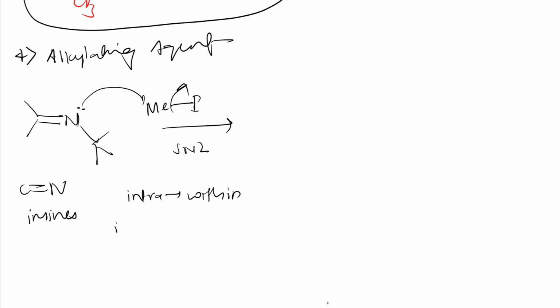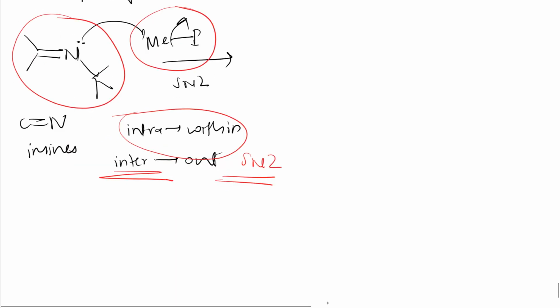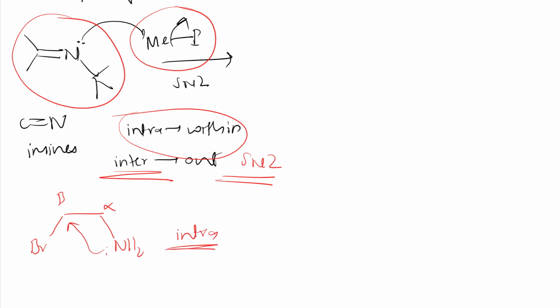Whereas inter means outside the molecule. See here, above this is one molecule, two different molecules, so it is intermolecular SN2, meaning outside of the molecule SN2. Intramolecular means within the molecule. For example, this I have told: NH2, this is alpha carbon, beta carbon, and if a good leaving group is there, then it is an SN2 reaction, but it is intramolecular. That's how you need to remember, right?